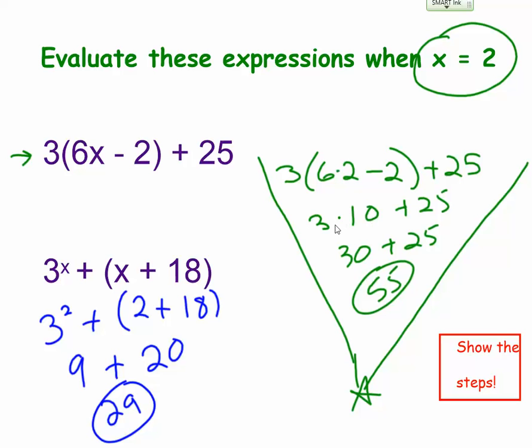And then you do the brackets first, which gave us 10. Then you multiply 3 times 10. And the last thing you do is add the 25. But notice we keep bringing down those steps so we don't skip any of them. And at the end, the answer is 55, so give it a circle so you know that's the answer.